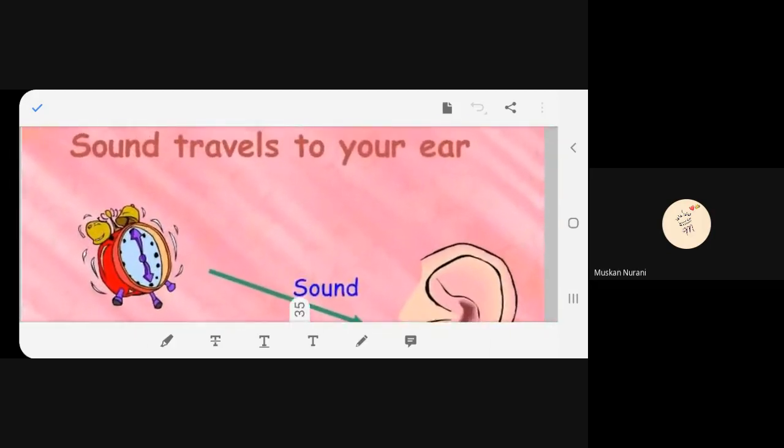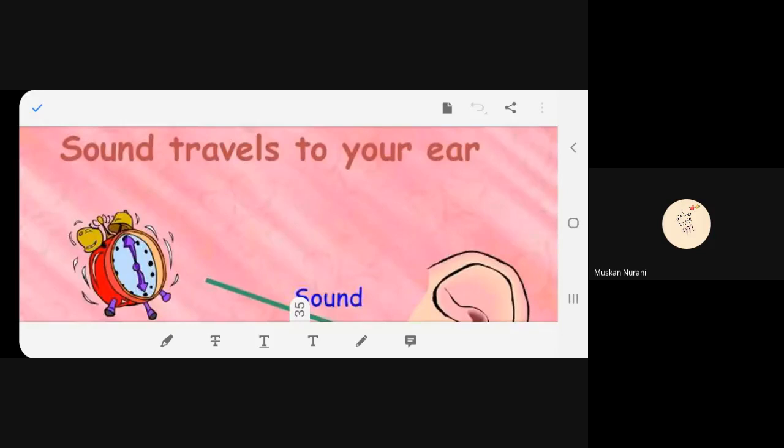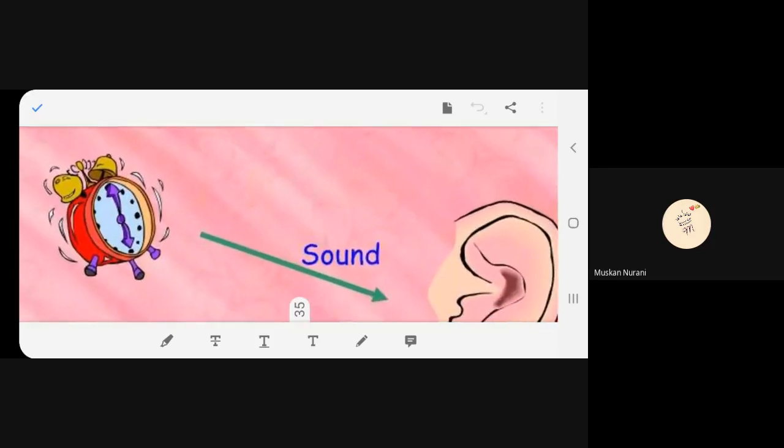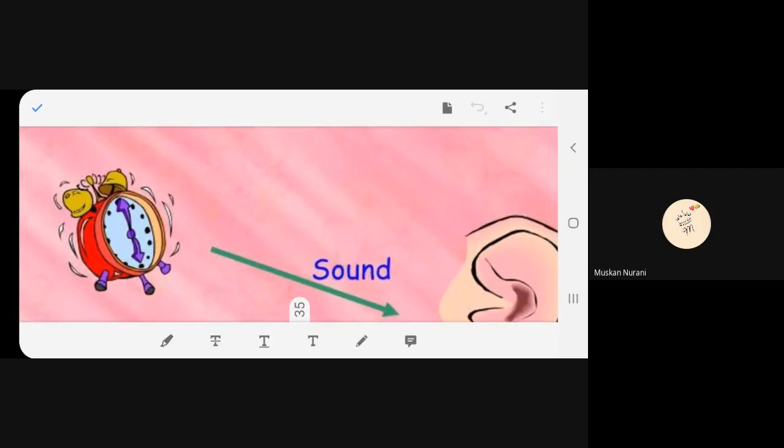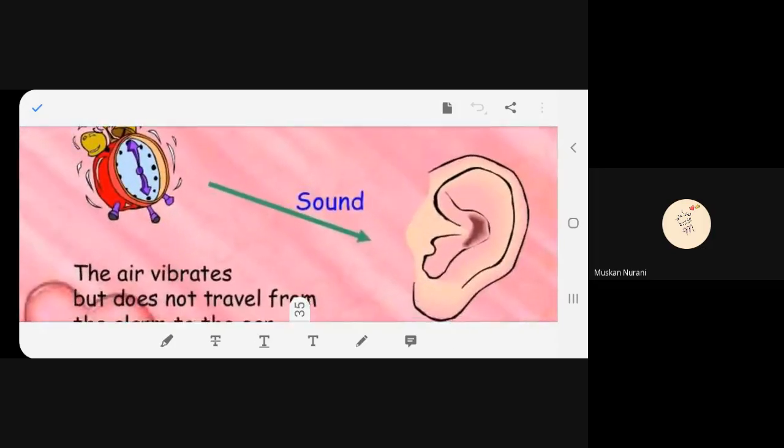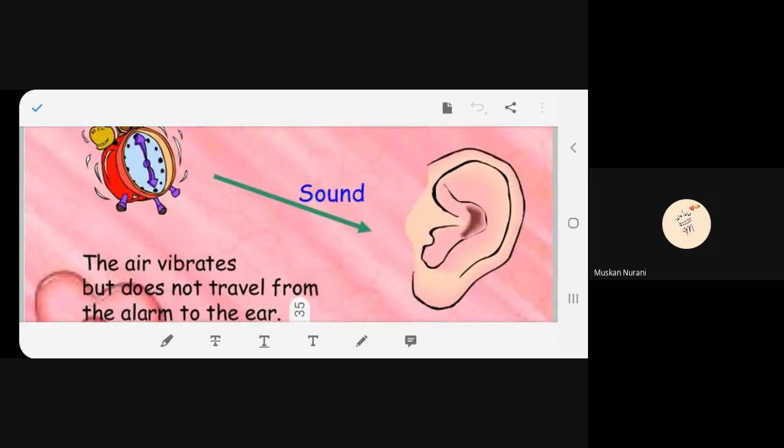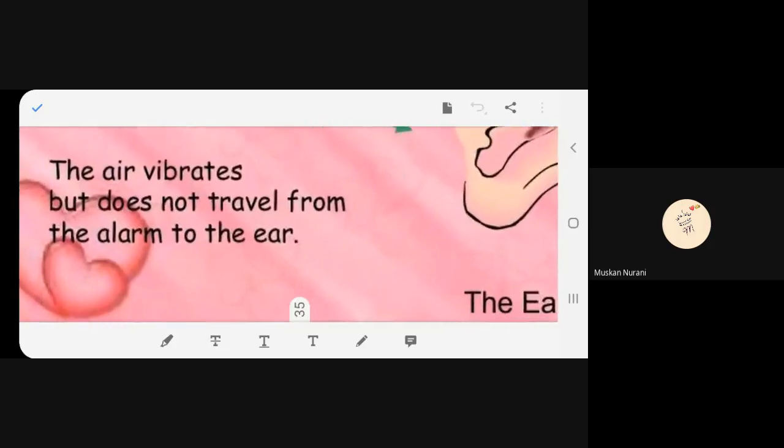Now, how does sound travel to your ear? What you see over here is an alarm bell. That's how you get up early in the morning, isn't it? So see, the alarm bell is dancing. Can you see this? If it does not make sound, it will not reach your ear. So when it reaches your ear and then you get up, what happens? Please read.